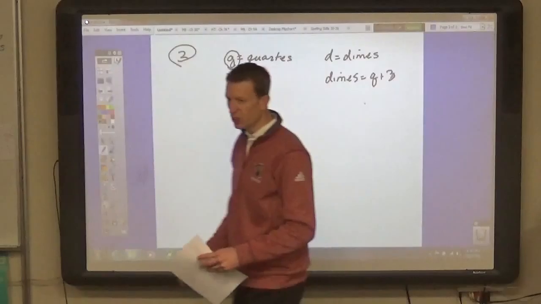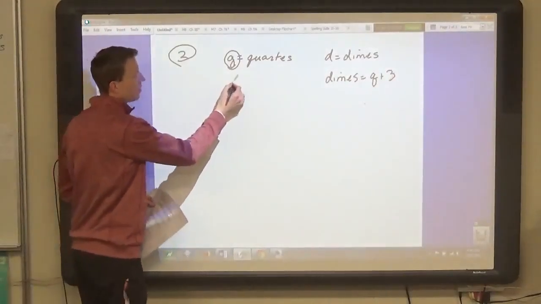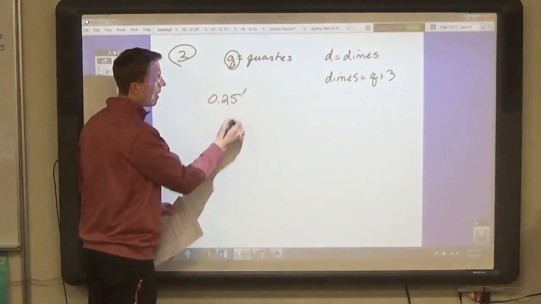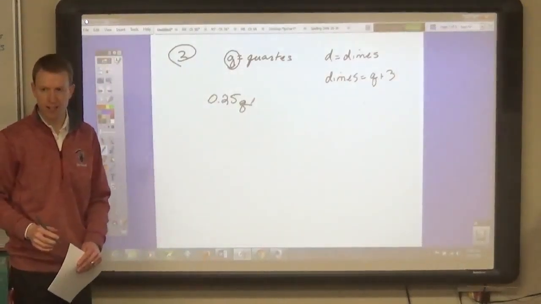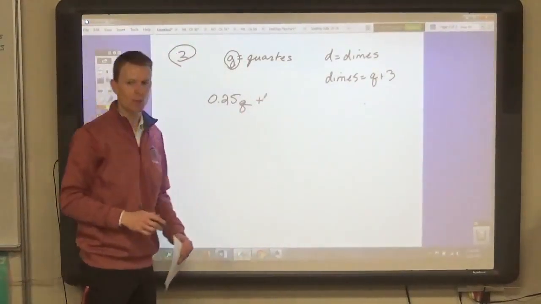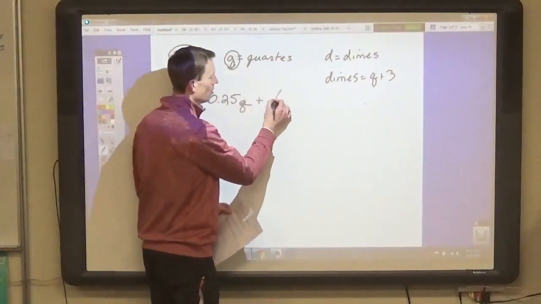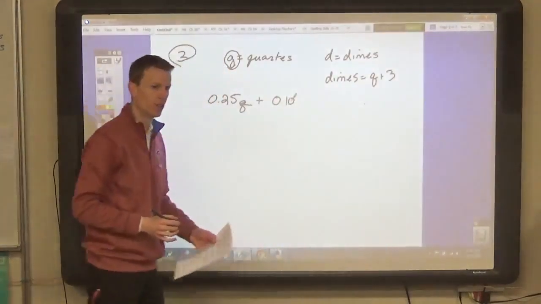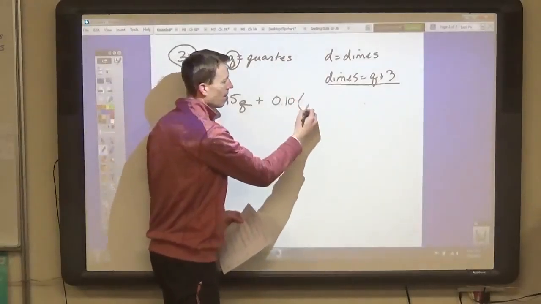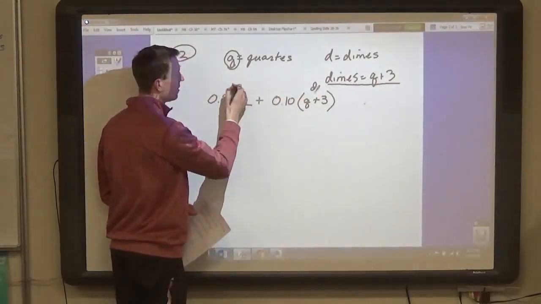Now, we also need the value in this one because we're looking for a total amount of money. So, how much is a quarter worth? 0.25. Yep. So, 0.25 times the number of quarters, you have to write that, plus. How much are dimes worth? 10 pennies. Yep, so 0.10 times the number of dimes. But we said that the number of dimes is 3 more than the number of quarters. So this is the expression for dimes, and this is the expression for the quarters.